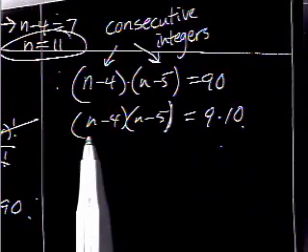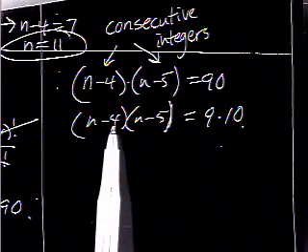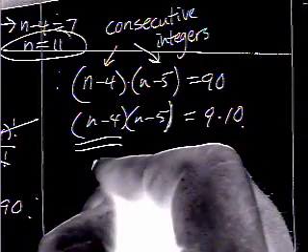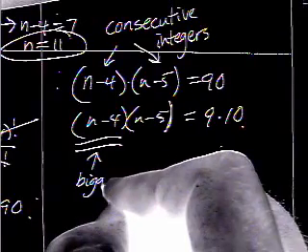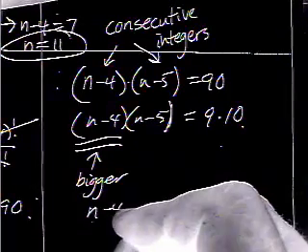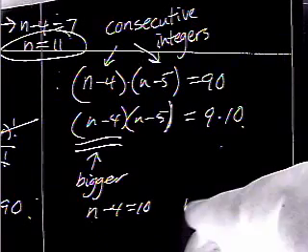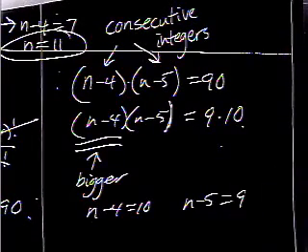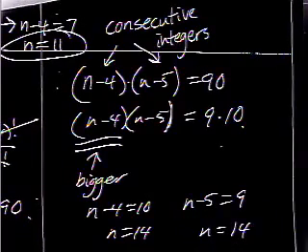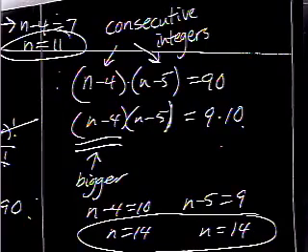Well, think about that. Let's suppose n was 17. I'm not saying it's 17, I'm just guessing. If n is 17, 17 minus 4 is 13. 17 minus 5 is 12. So obviously, this one is the bigger of the two. So n minus 4 has to equal 10, and n minus 5 has to equal 9. If you solve both of these, you find the correct answer.